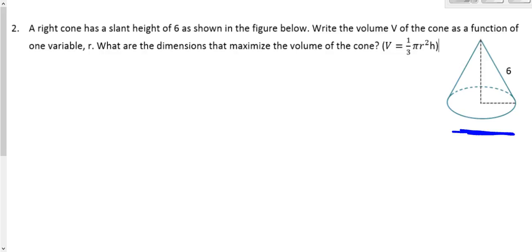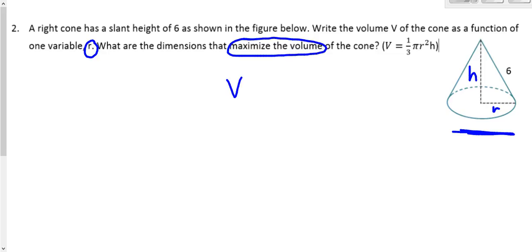So we're going to get it down to r. They're already telling us what to get it down to. Then it asks, what are the dimensions? So eventually we need to get the radius and the height that maximize the volume of the cone. So looking at this problem, we know that we're going to use the volume. That's what we'll take the derivative of eventually.